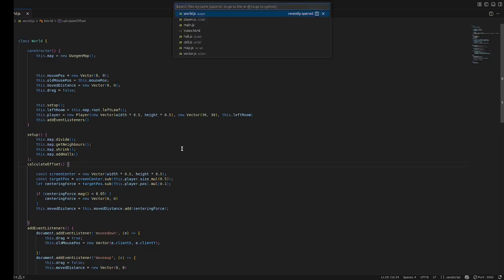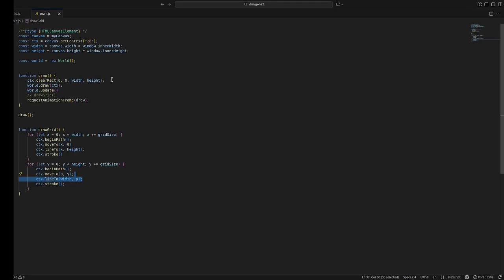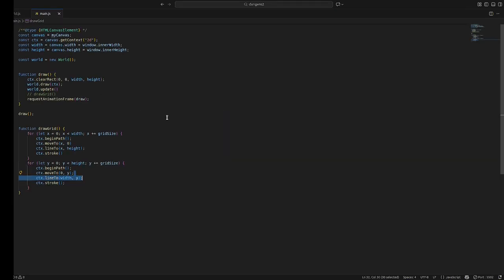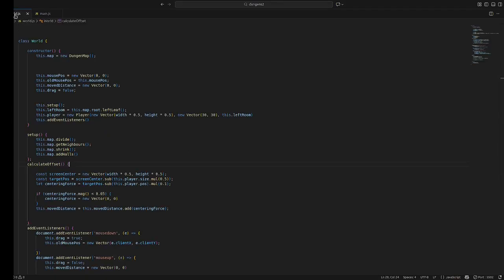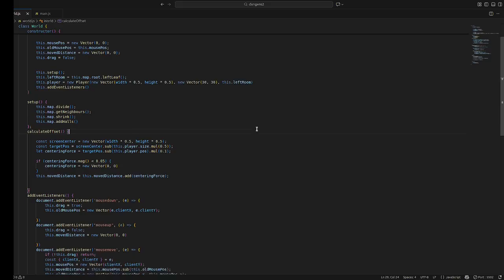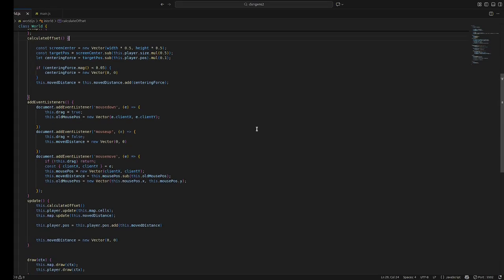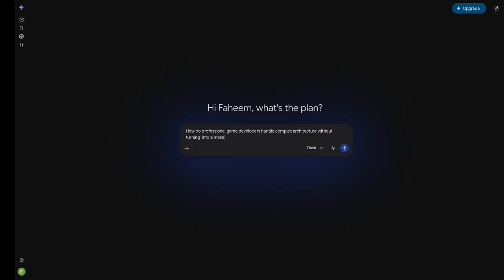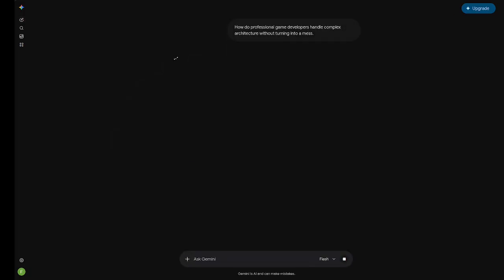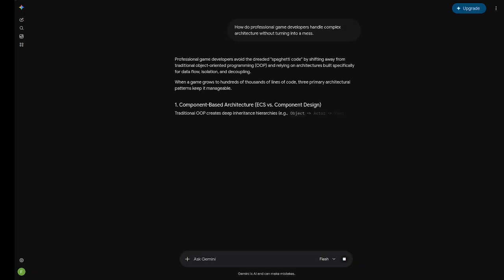But now I had a massive, unmaintainable monolith handling procedural generation, rendering, physics, and AI all in one place. It was time to refactor. So I started digging into how professional game engines handle scaling without turning into spaghetti code. And that's when I discovered ECS.